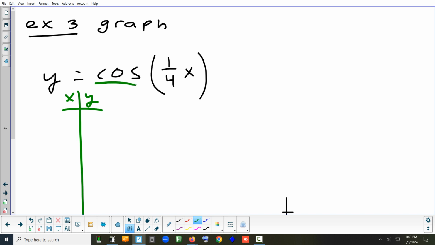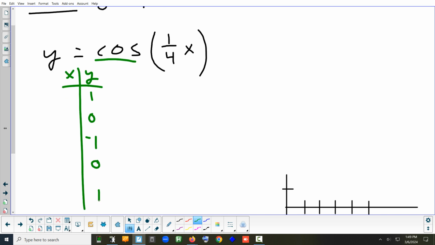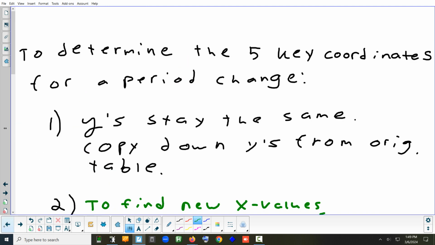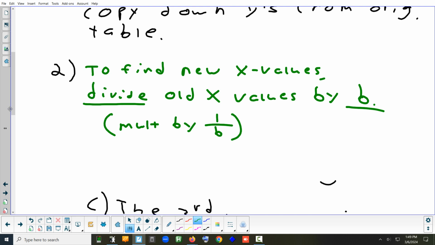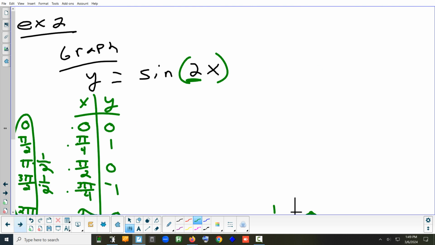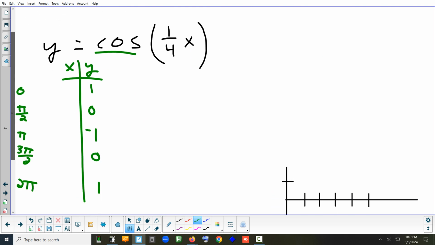But just be careful, you got to give them to me for cosine. 1, 0, -1, 0, 1. Okay, what are my original x's? 0, pi over 2, pi, 3 pi over 2, 2 pi. And now we have to divide all the original x's by b. So what am I going to divide all of these by?